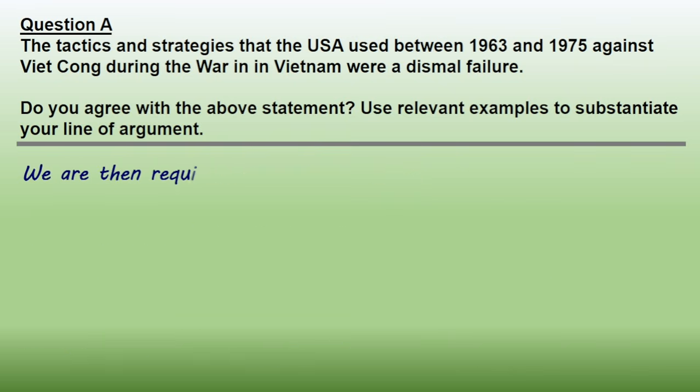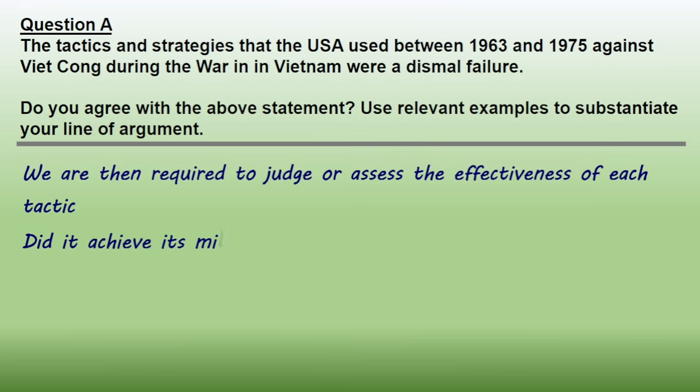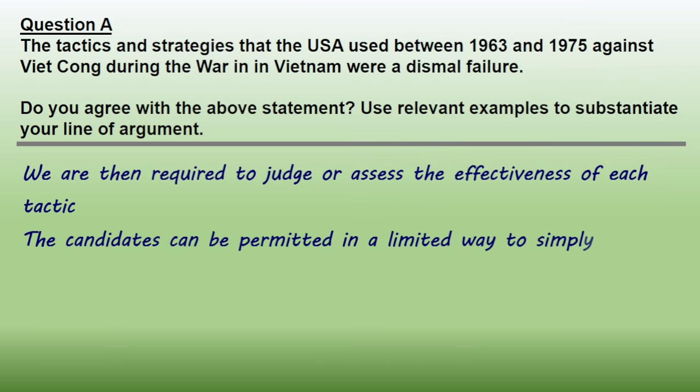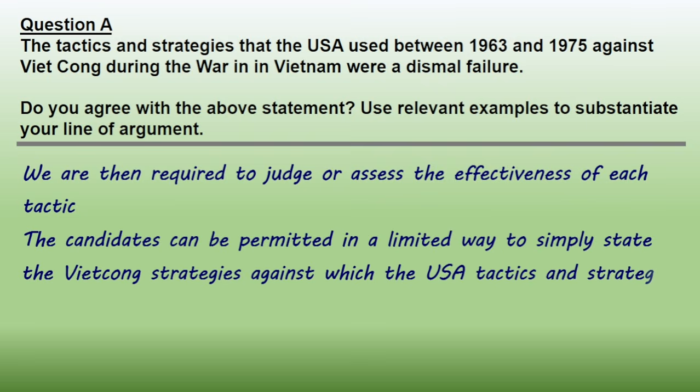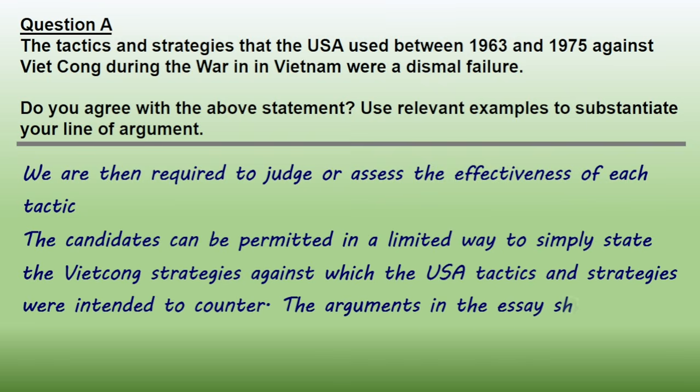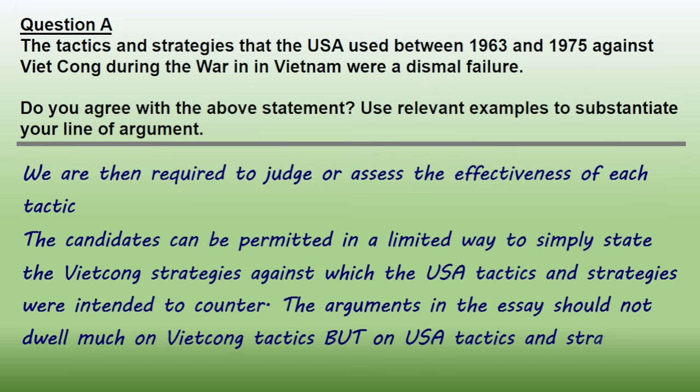We are then required to judge or assess the effectiveness of each tactic. Did it achieve its military objective? Was it counterproductive? Did it alienate the civilian population? Did it fail to adapt to the enemy? The candidates can be permitted in a limited way to simply state the Viet Cong strategies against which the USA tactics and strategies were intended to counter. The arguments in the essay should not dwell much on the Viet Cong tactics, but on USA tactics and strategies.